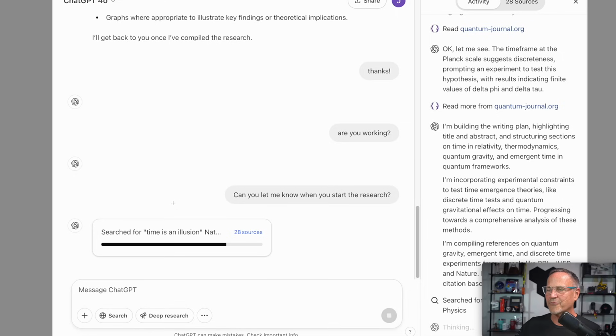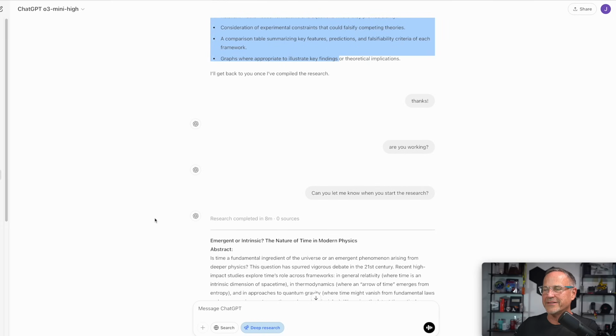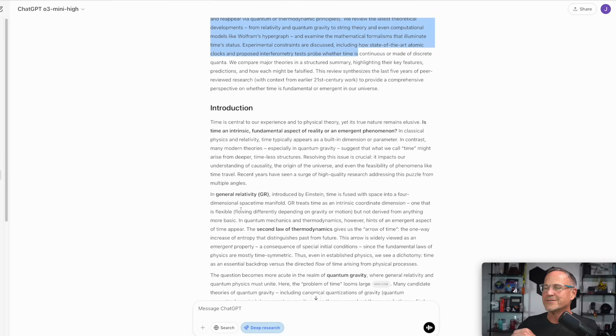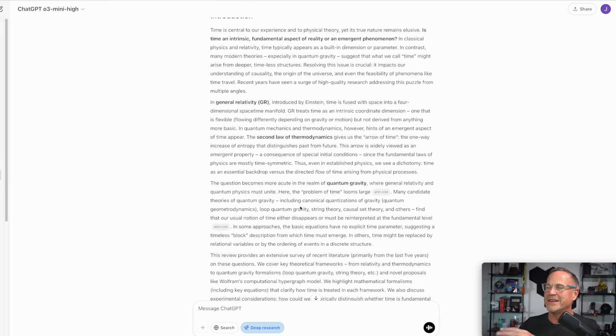So it moves from research, and it had 28 sources here, to figuring out how to write up the final documentation. And so when it finally gets there, it produces this paper where you can see there's an abstract. It goes through the different possibilities. There's an introduction, general relativity, second law of thermodynamics, emergence, all that kind of stuff.